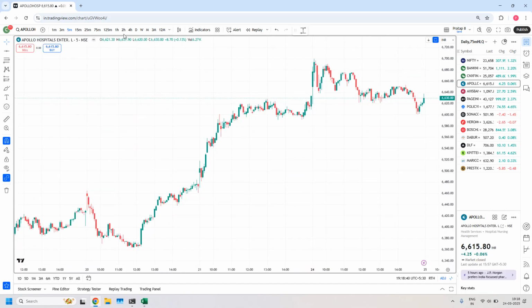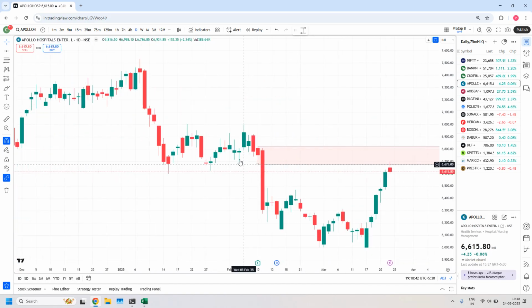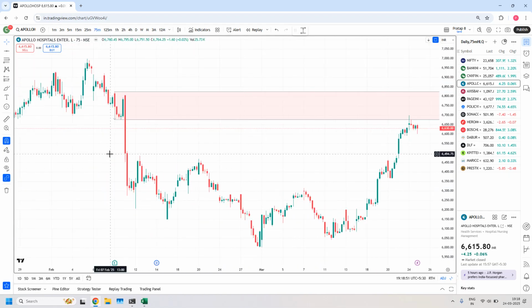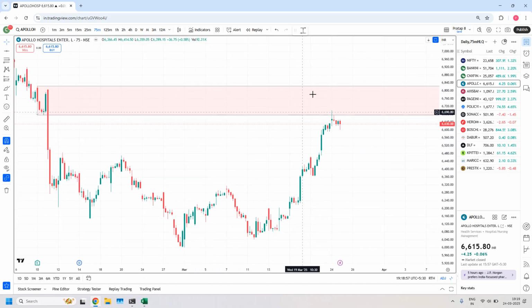Next, the other ones we got daily zones. Apollo Hospital. I didn't fine tune the zone because 75 minute structure is not good. There is no fine tune. See here, you have a rally, you have a drop, there are no base candles. So that's why we didn't plan any trades in this area.